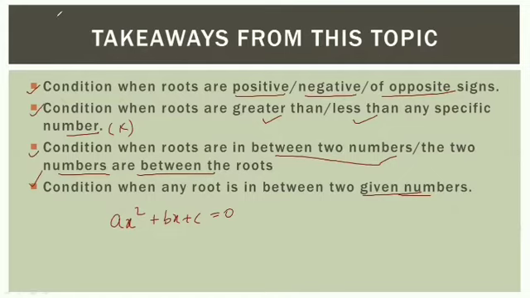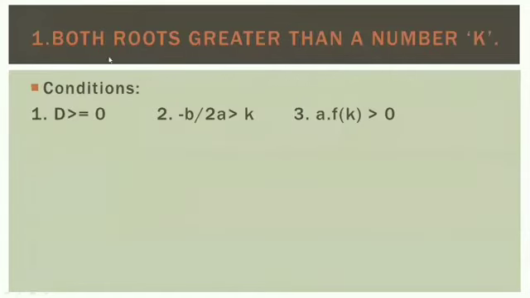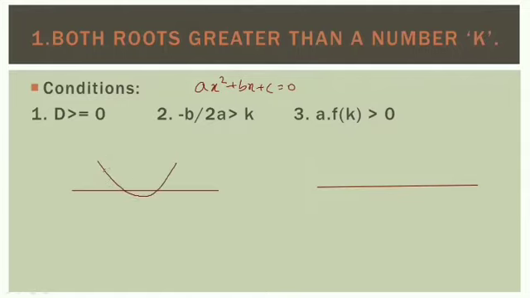So let's turn to the first condition, that is when both the roots are greater than a number k. So what does this mean? This thing can be very easily depicted through the graph of the quadratic function. Okay, so here we are going to study the condition when ax square plus bx plus c equal to 0 will have two roots, both of which are greater than a number k.